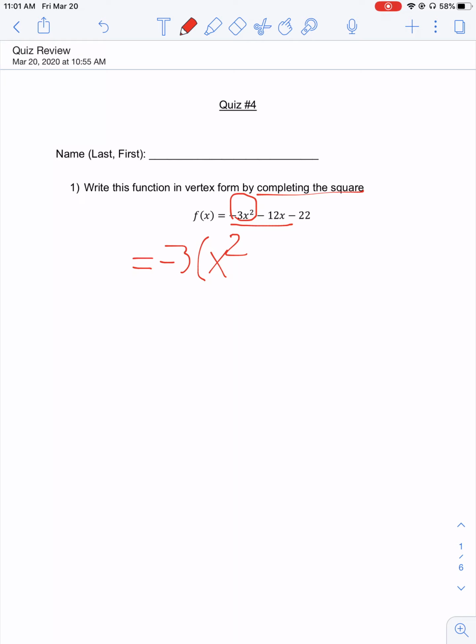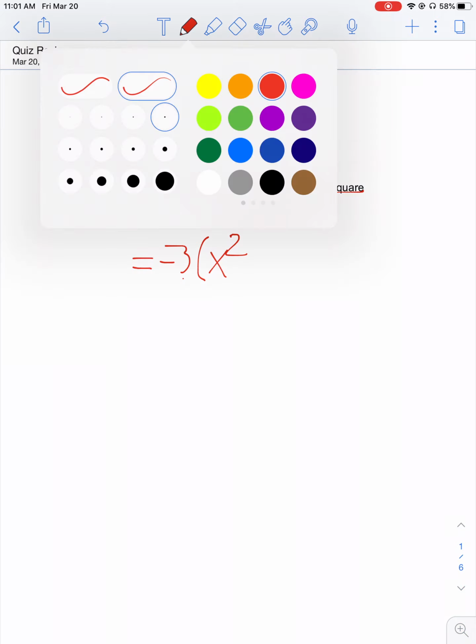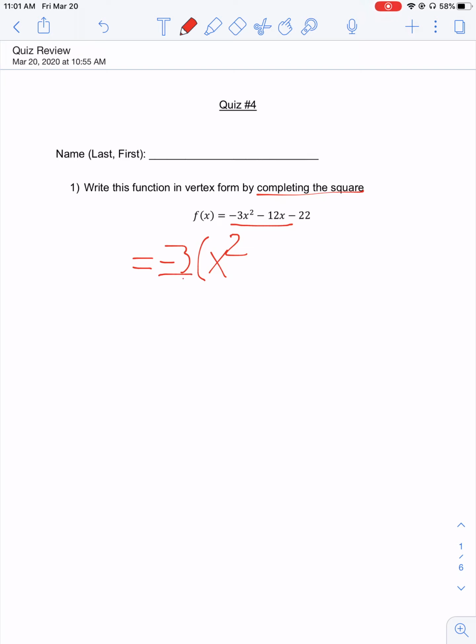And then what do I need to multiply minus 3 by to get minus 12x? It will have to be plus 4, okay? So let me just remove that. So plus 4x, minus 22. So let's just keep the minus 22 on the side.